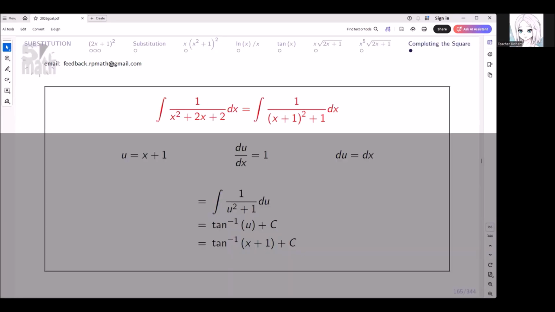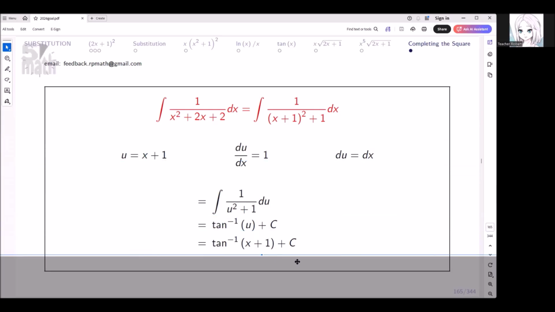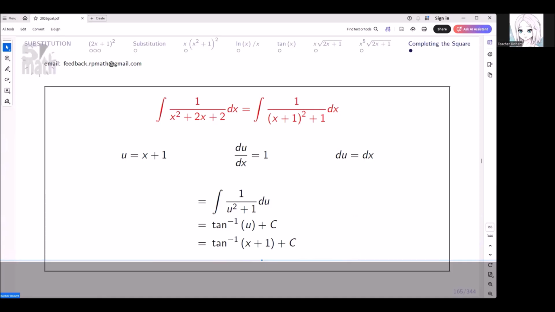Integral of 1 over x squared plus 2x plus 2 dx, which equals integral of 1 over x plus 1 squared plus 1 dx. We get arctan of x plus 1 plus c.